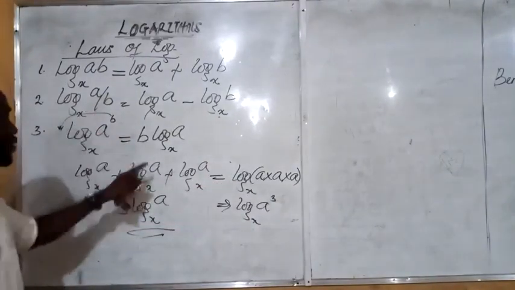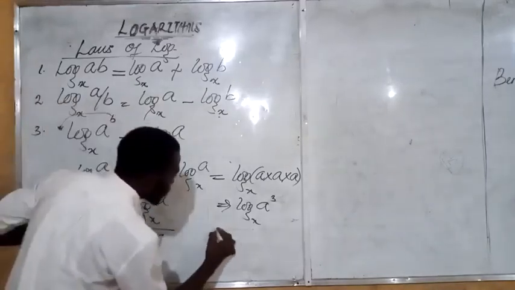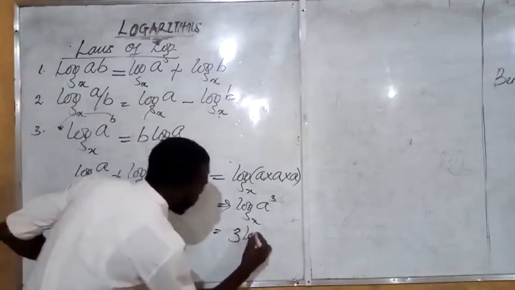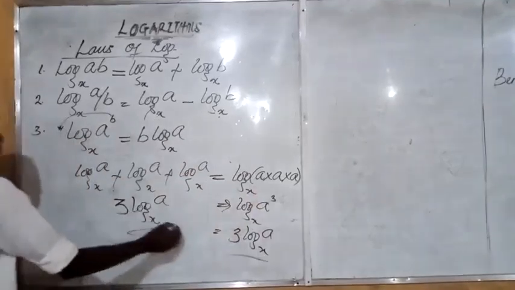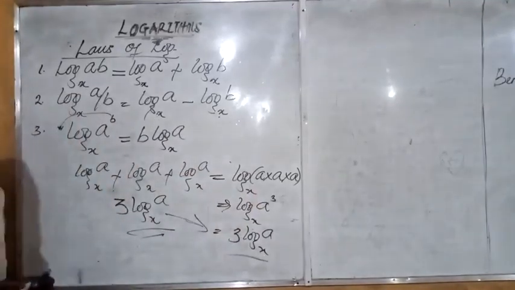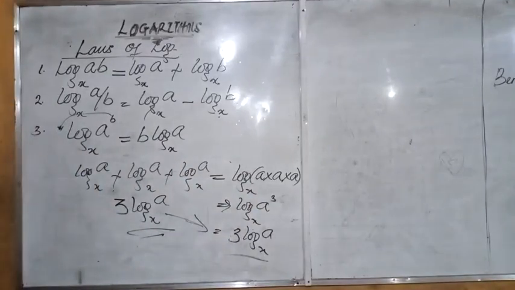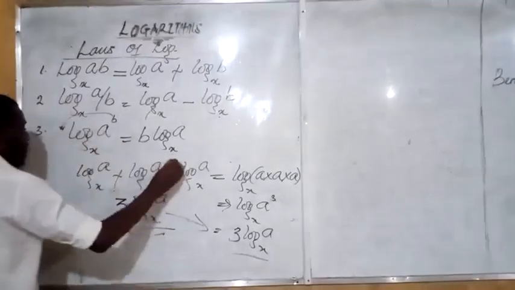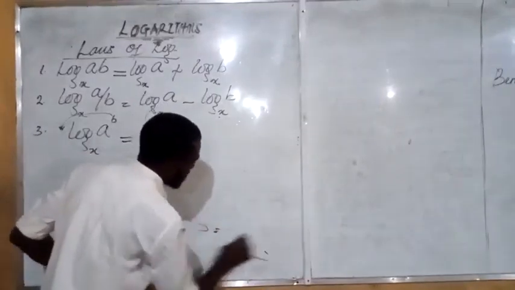Now, using this principle means that 3 can basically go to the back. When 3 goes to the back, we have 3 log a base x. And what does this become? It becomes this technically. So you see that these principles are very, very related, and they do not in any way contradict one another. Alright, let's establish a fourth law of indices.